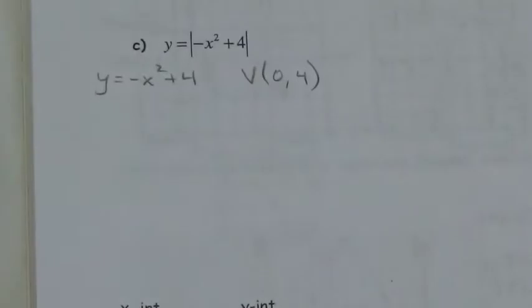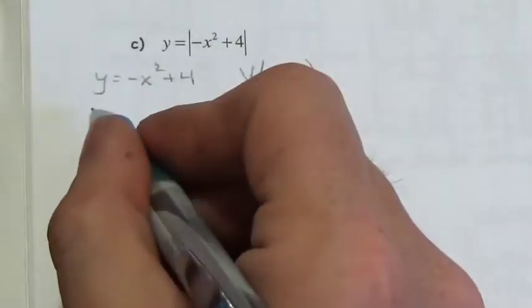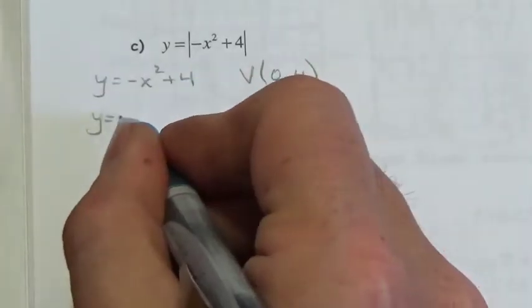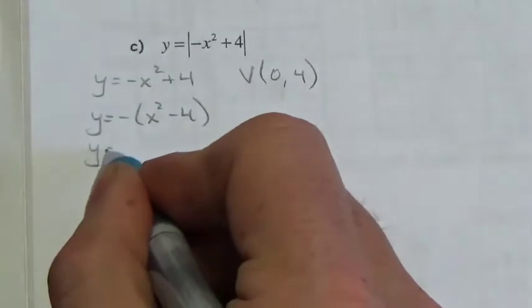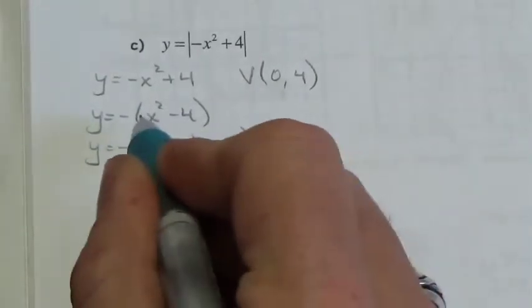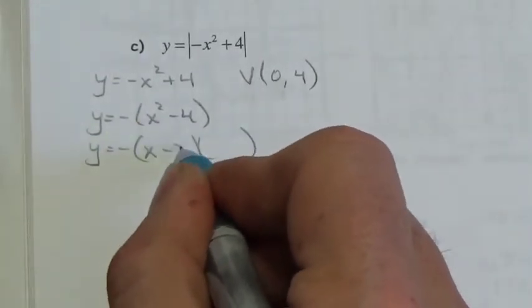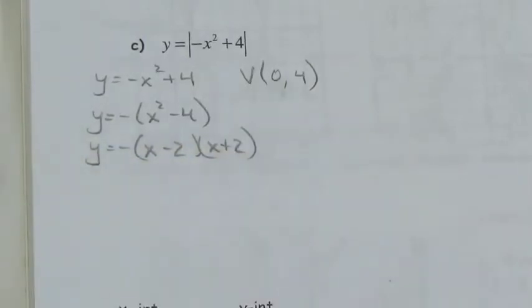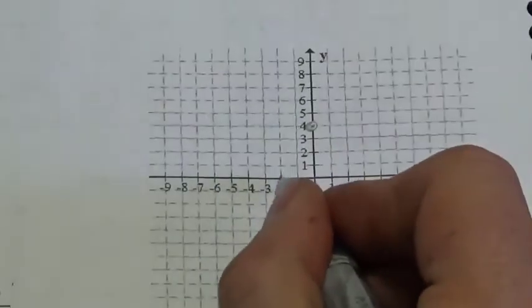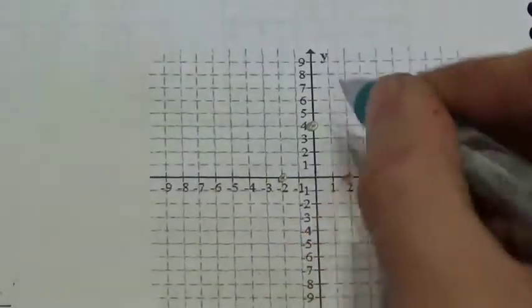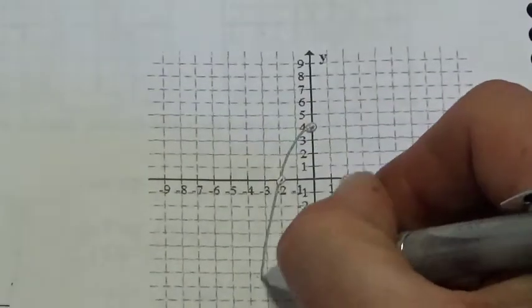Now, I'm going to put this into root form so I can figure out what the x-intercepts are. So the first thing I'm going to do is factor out that negative, makes it look better, and then that's a difference of squares, so I know this is going to be x minus 2, x plus 2. So my two x-intercepts here will be positive 2 and negative 2. So I'll draw those out over here, negative 2, positive 2, and my graph's going to look something like this.